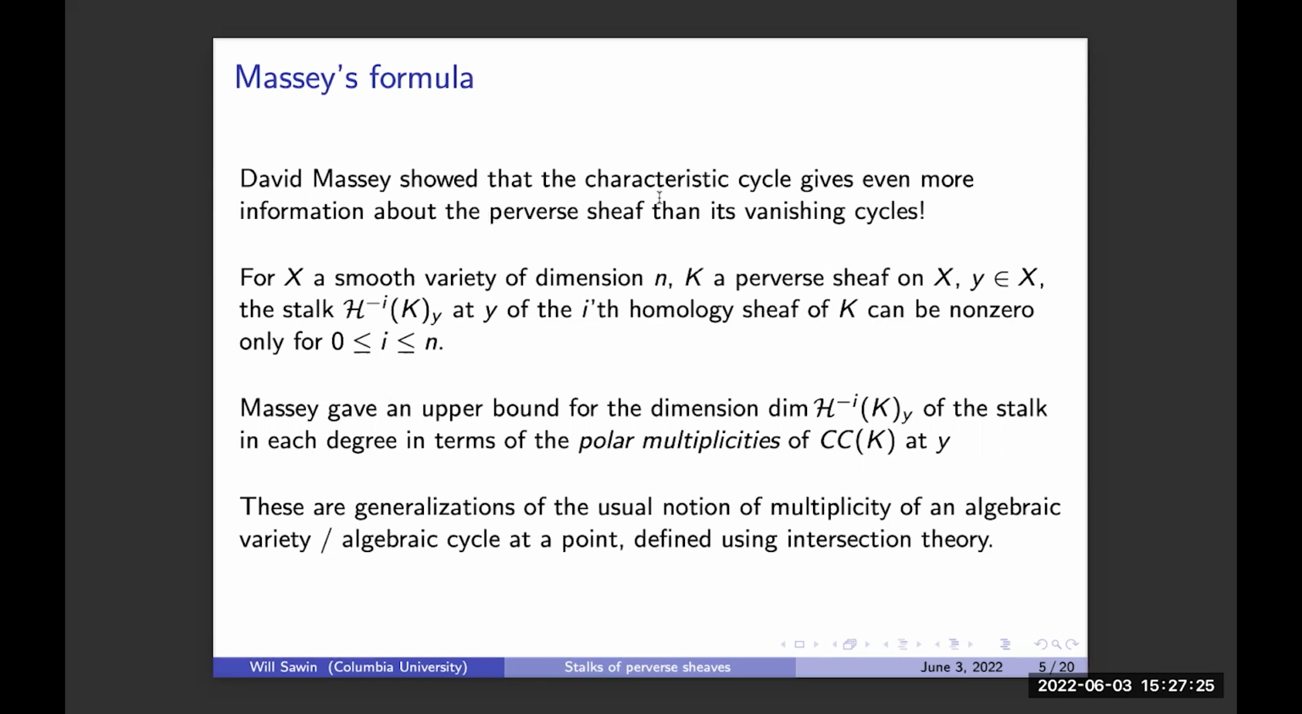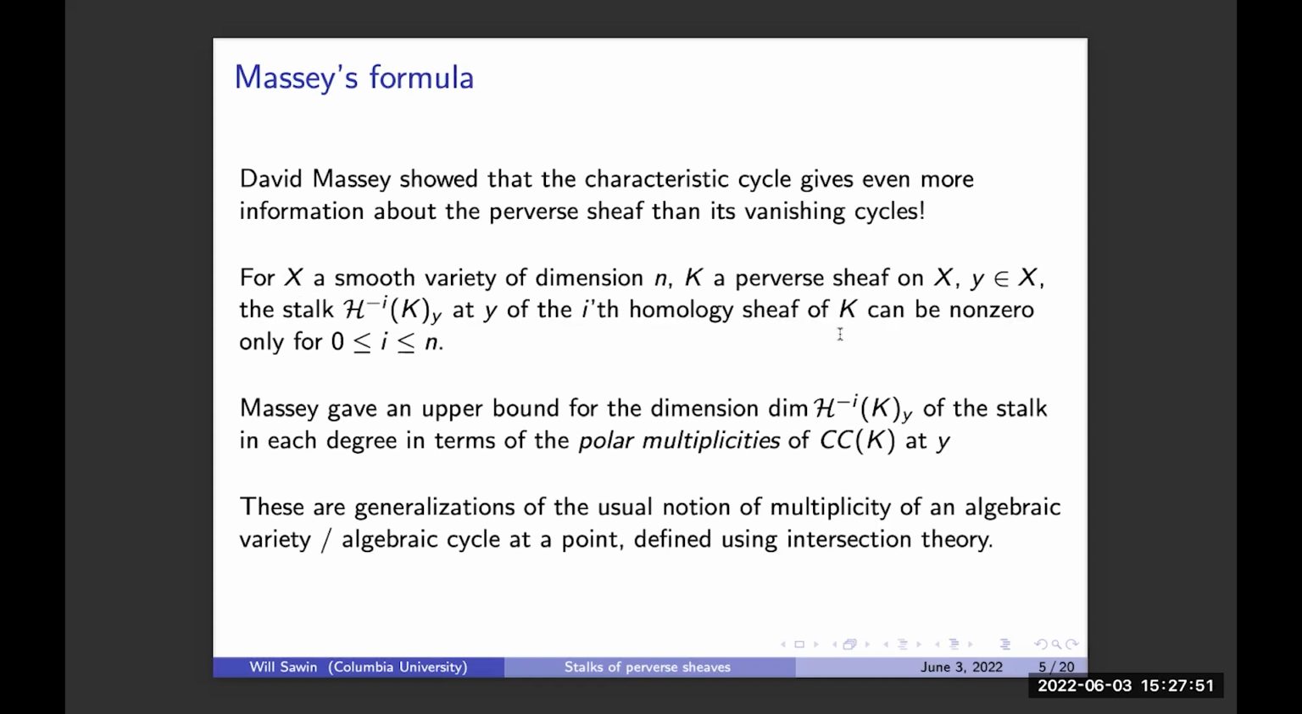But there is another property the characteristic cycle tells you about your sheaf: it actually gives information on the dimensions of the stalks of the various cohomology sheaves. And this was done in characteristic zero by David Massey.